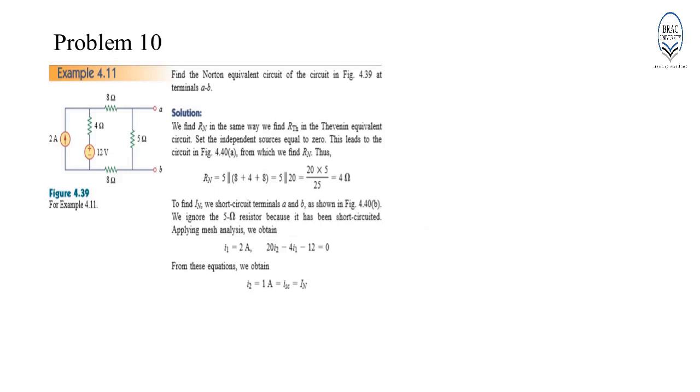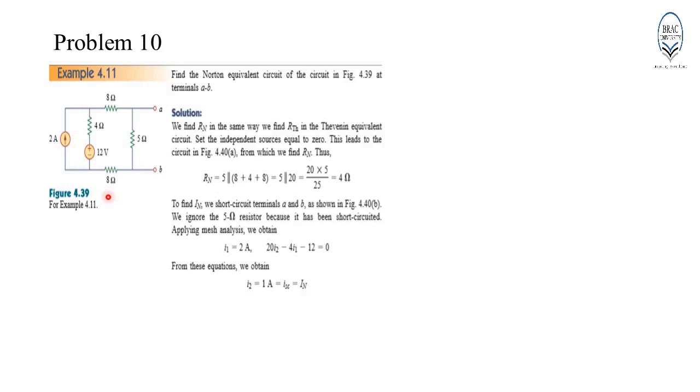Problem 10. Find the Norton equivalent circuit for the given network. That is, for this network over here, we need to determine the Norton equivalent network. In order to determine the Norton equivalent network, we need to find the Norton equivalent resistance Rn and the short circuit current between terminals A and B, which will be In.